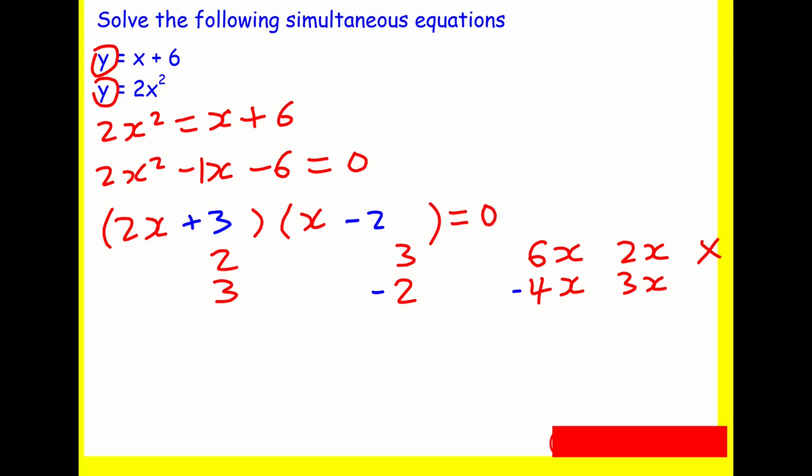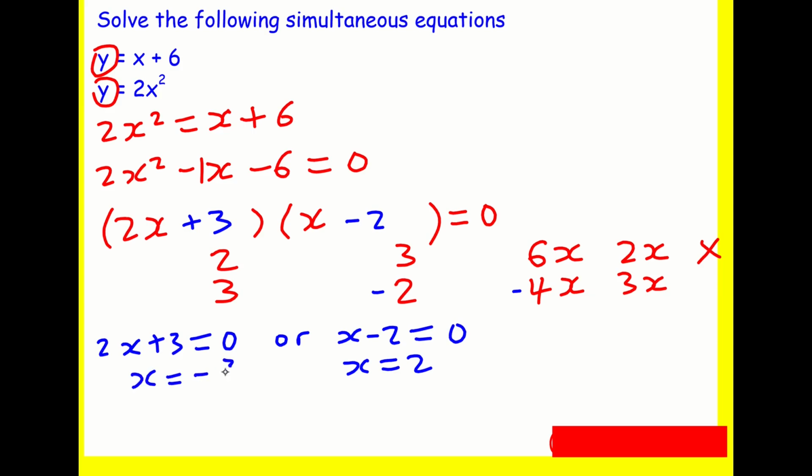Let's just finish it off then. It must be that 2x plus 3 equals 0 or x minus 2 equals 0. And here we can jump straight to the solution, x equals 2. We've got a little bit more to do here. You're going to need to minus 3 and then divide by 2. So you actually get a fractional answer. But there we go. Those are our solutions to this quadratic equation.